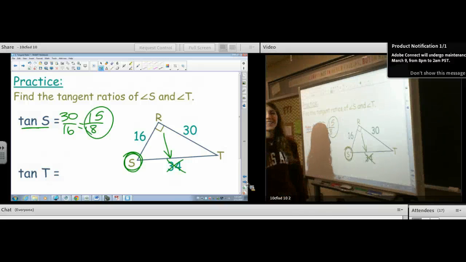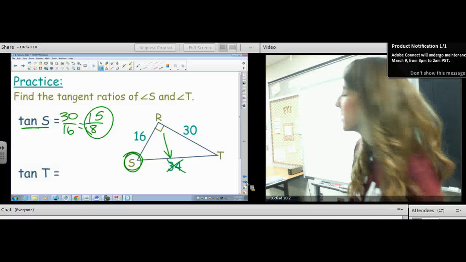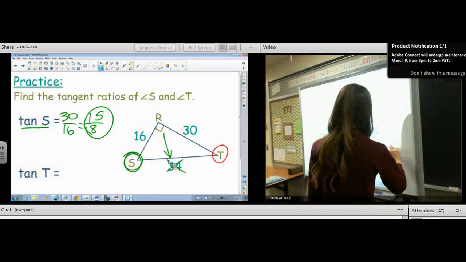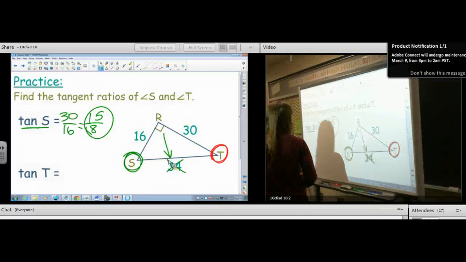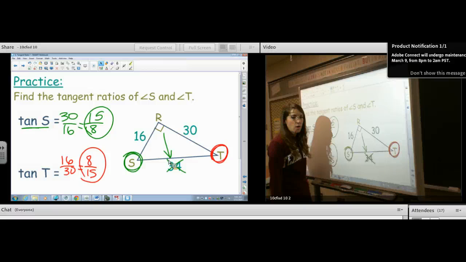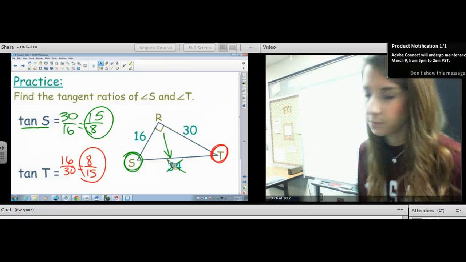And then we've already learned that when you find one of them, the other one is just the reciprocal. But we can go through the motions if you want. The tangent of T, opposite over adjacent. So what number is opposite T? 16. What number is adjacent to T? 30. And so there we go. They will always be reciprocals if you're talking about the same triangle.